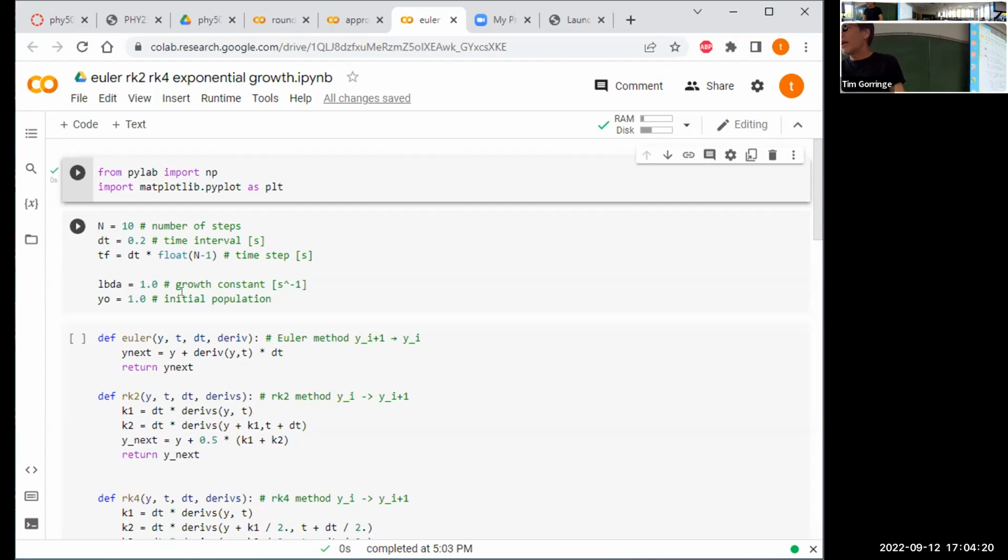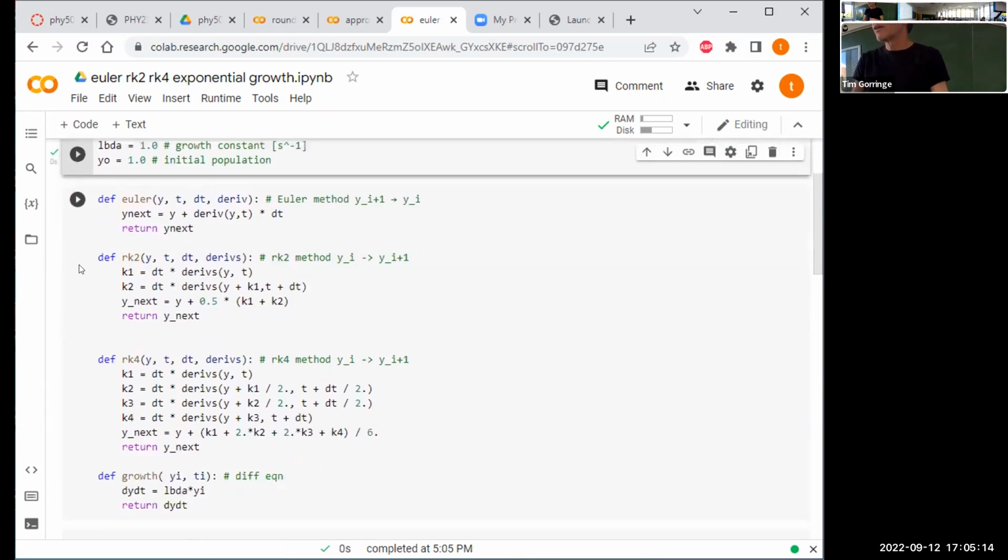Then I'm going to numerically calculate a solution to a first order differential equation that describes exponential growth. So there's a couple of parameters for that. One is the parameter lambda that describes the rate of growth. It's the growth constant. I'm just going to set that equal to 1 inverse second. And then there's an initial population, and I'm just going to set that equal to 1. And then we're going to start with that, and we're going to calculate a solution to the differential equation as a function of time with these 4 different methods.